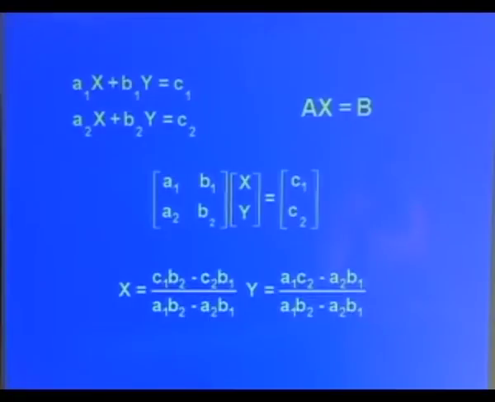We know how to solve these two equations from our school days algebra. One can very easily obtain x is equal to c1 b2 minus c2 b1 divided by a1 b2 minus a2 b1, while y can be simplified as a1 c2 minus a2 c1 divided by a1 b2 minus a2 b1.